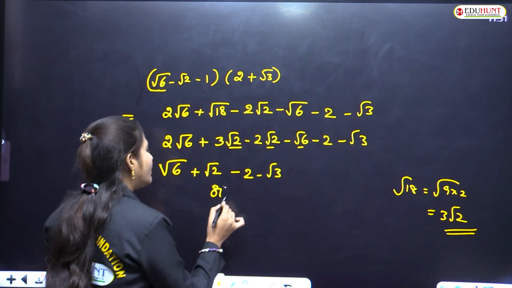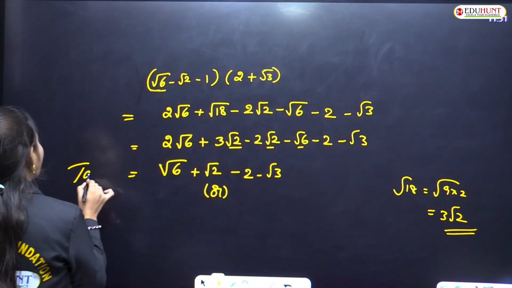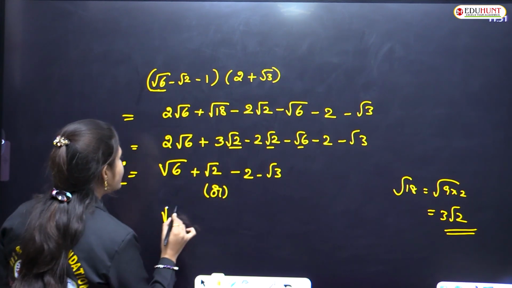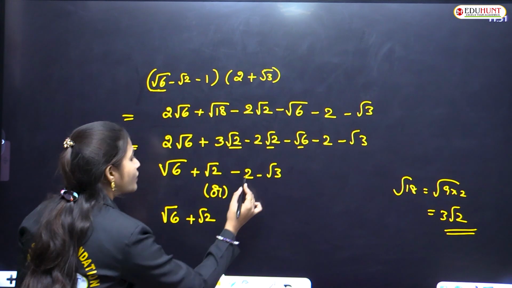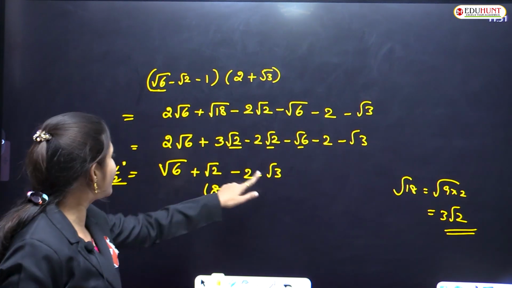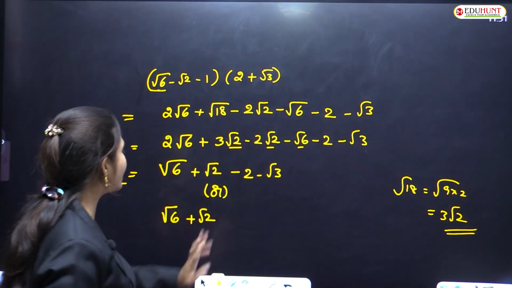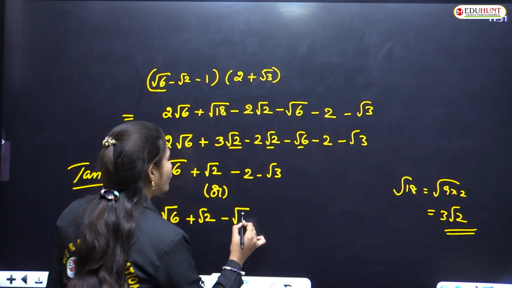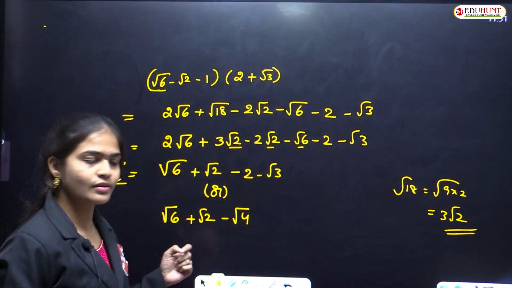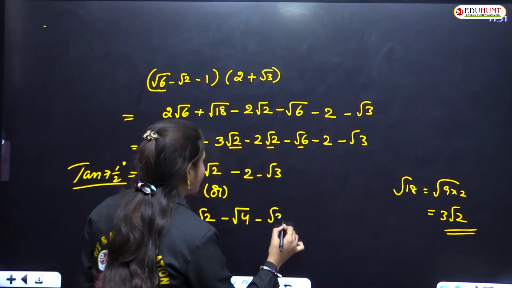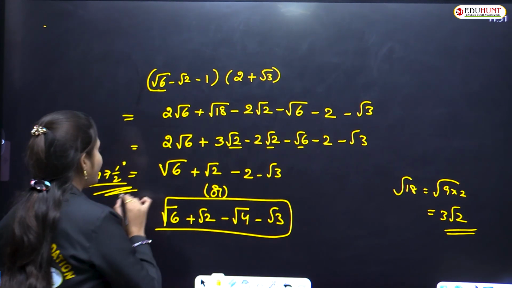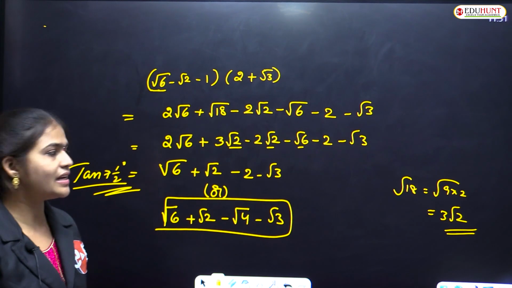So this is the value of tan 7.5 degrees. This one we can write as root 6 plus root 2 minus 2, and we can write it in terms of root also. Why? Because the remaining numbers are in root form, no? So that's why I write this one also as minus root 4. Shall we write like that? Root 4 means again we are getting square root as 2 only. So that's why, minus root 3. Understand? So this is the value of tan 7.5 degrees.